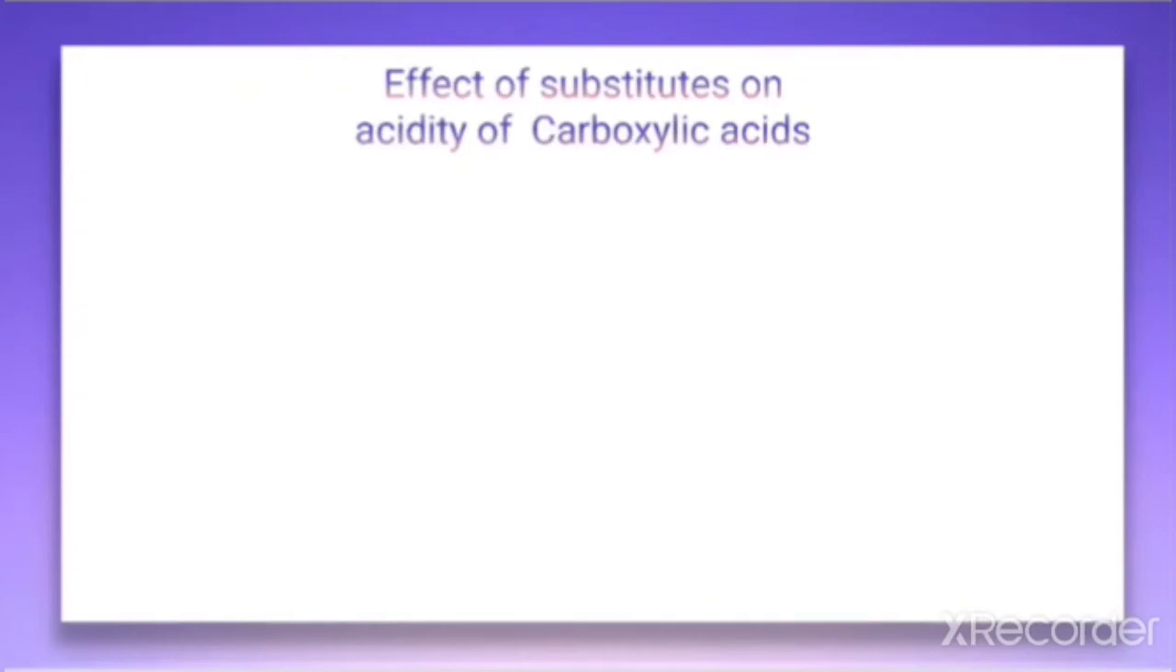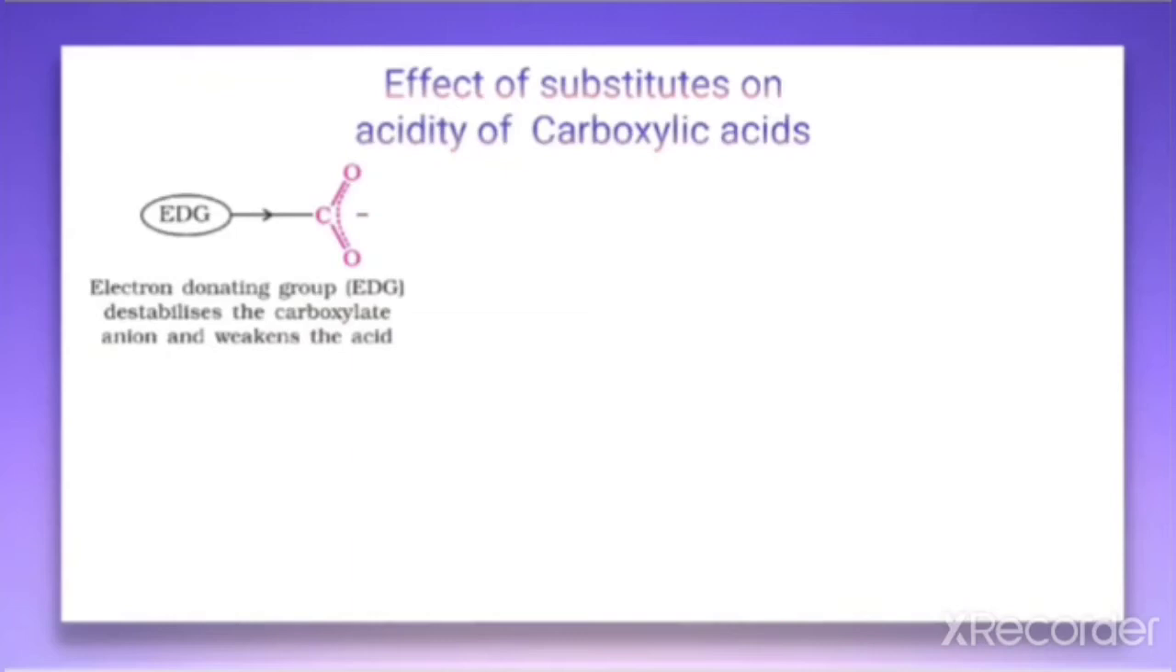Next, we are going to discuss the effect of substituents on the acidity of carboxylic acids. The substituents may affect the stability of the conjugate base, and thus they affect the acidity of carboxylic acids. If the substituent is an electron donating group attached to the carboxylic acid group, then the electron donating group destabilizes the carboxylate anion and weakens the acid.